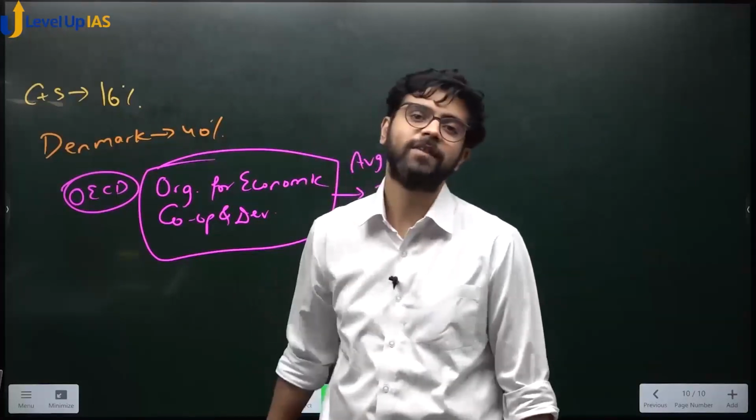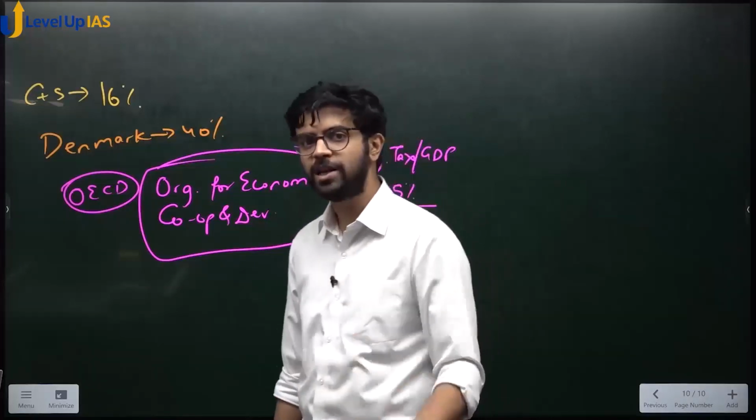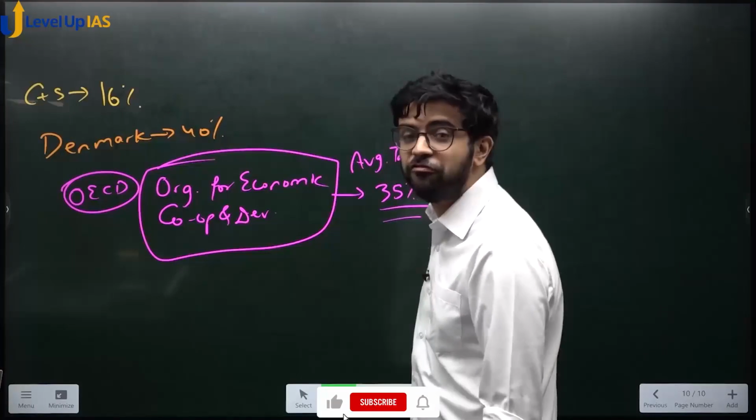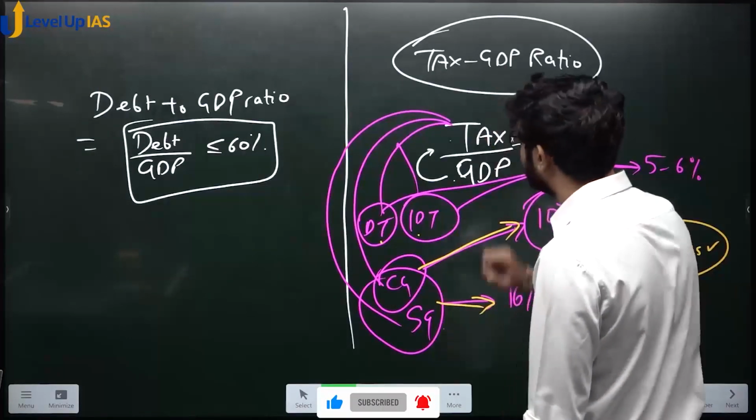कहाँ है भैया? Where is the money? Where is the money going? I have already told you one answer, one reason. Where is the money going? You tell me. Where is the money going? Why is the tax to GDP ratio so low?